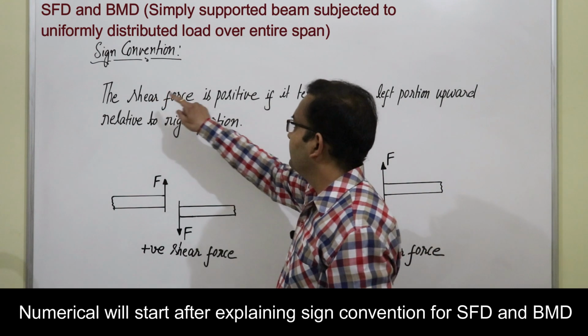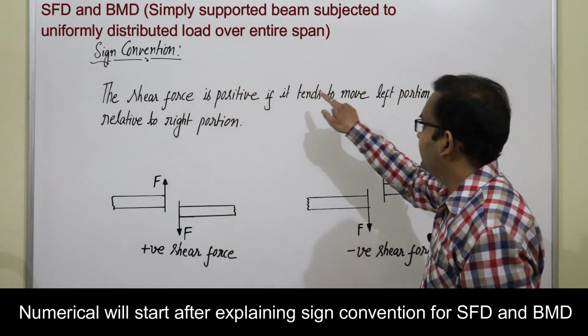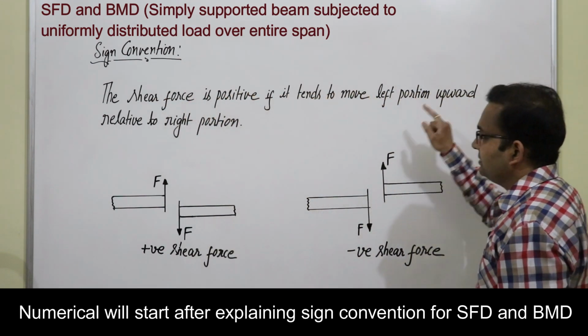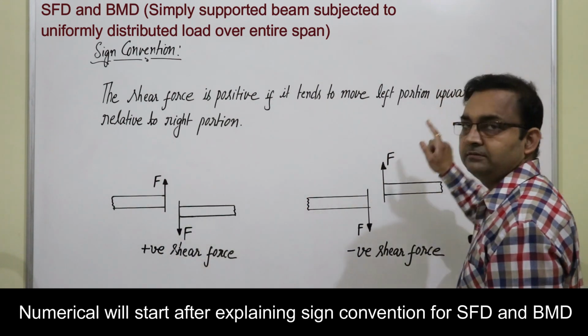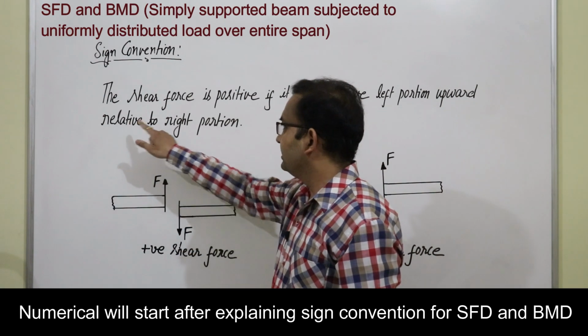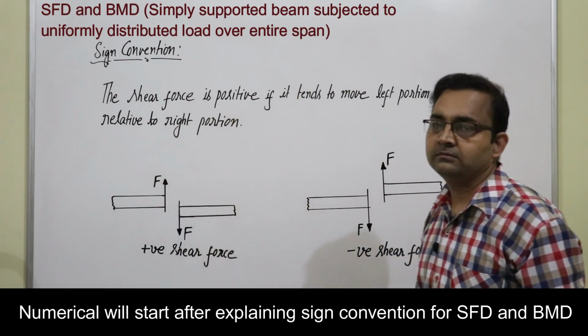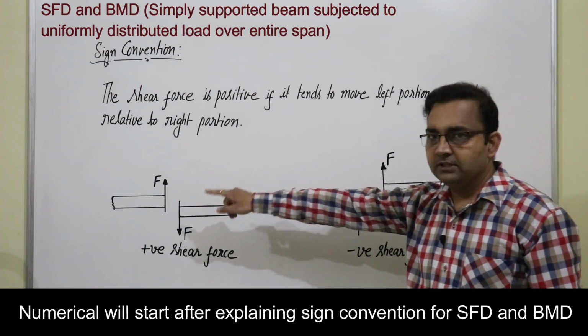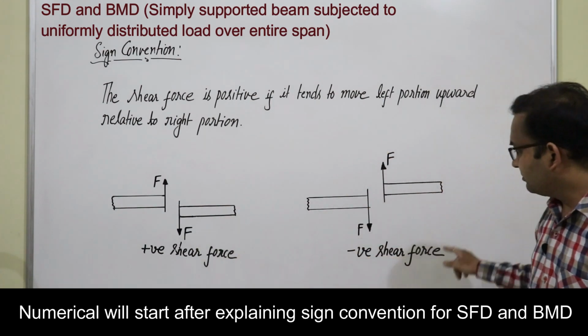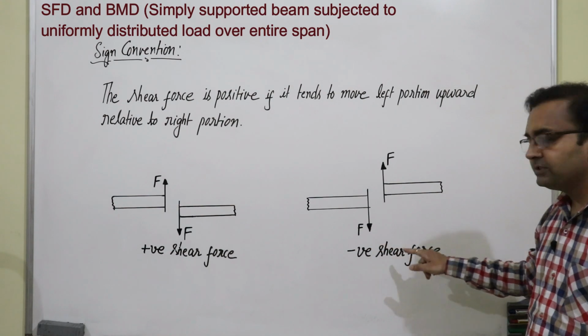Again we will see the shear force is positive if it tends to move left portion, this is the left portion, upward relative to right portion. This is another case which is opposite of this. If this case happens, then it is a negative shear force.